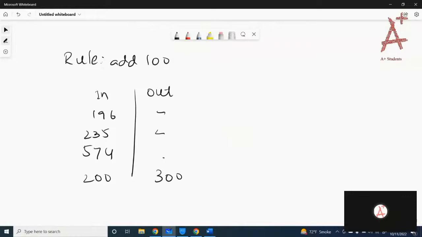So you are given with the rule, you have to add 100 to each input value. Got it? So just add 100 for each input value to find its output value. So 196 plus 100 is, when you add 0 to any number, the answer is the same number. So you stop, it is 96, and the tens digit 1 plus 1 makes 2, so it would be 296. Got it?